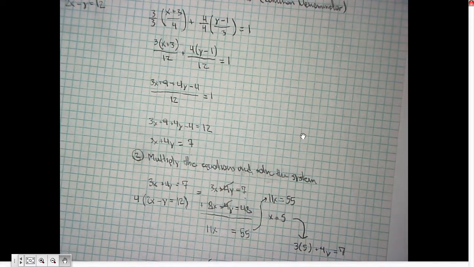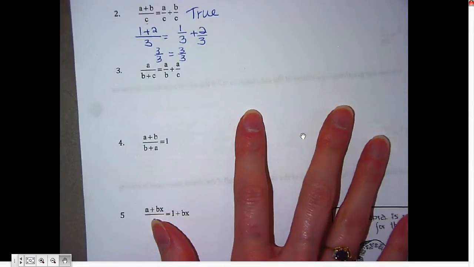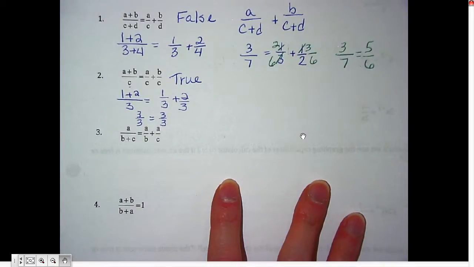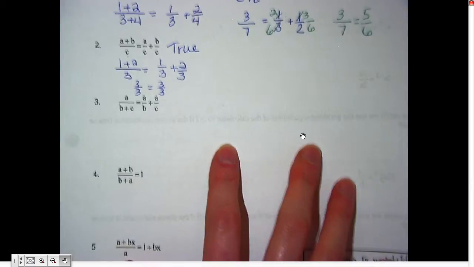So if you look at the algebraic atrocities worksheet, we found the first one to be false. We proved it was false by plugging in some numbers. And then the second one was true. And again, we showed that it was true by plugging in some numbers into the variables.